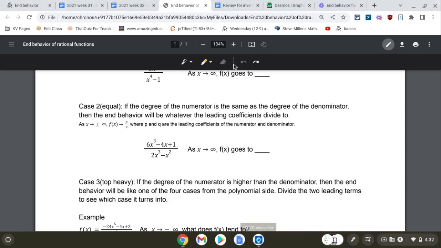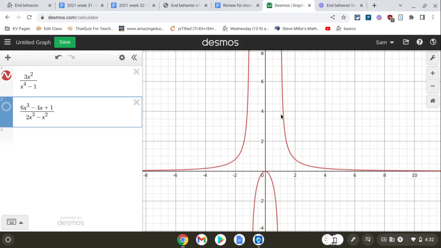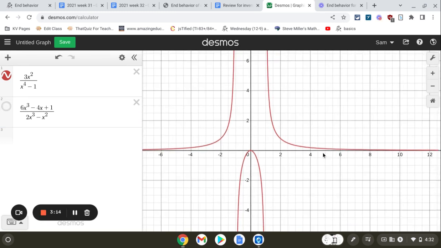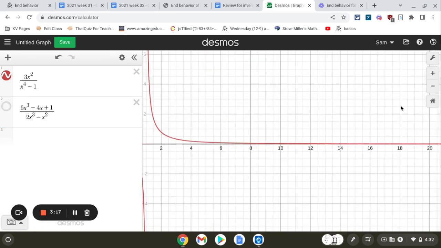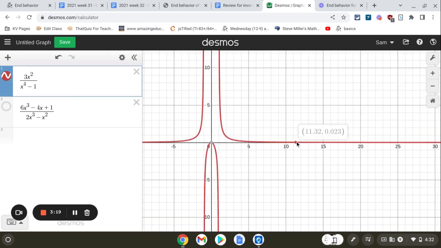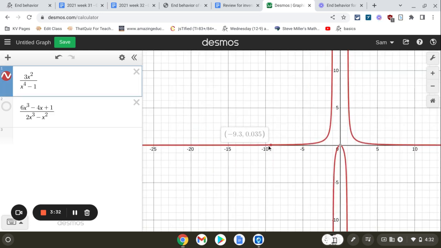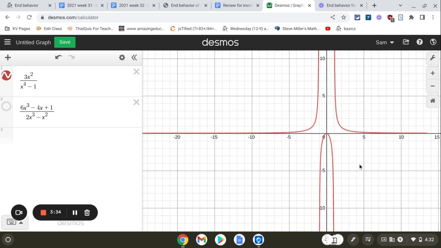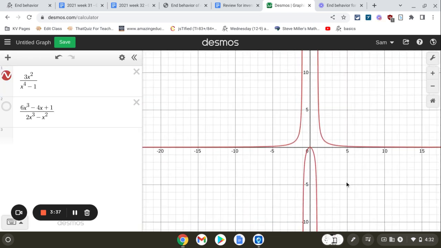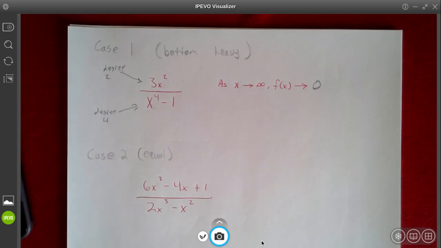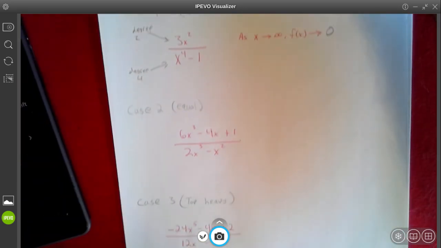This is what the graph of that thing looks like. So you see here, as I go out to the right forever, if I zoom out a little bit, as these x values are increasing, see here they're at 15, 16, 17, my y values are getting closer and closer to 0. And that's true whether I go to the left or to the right. Now, I know there's a lot of other stuff happening here, but we'll have to save that for another day. Right now, we're just talking about end behavior. All right, that's case 1, bottom heavy.